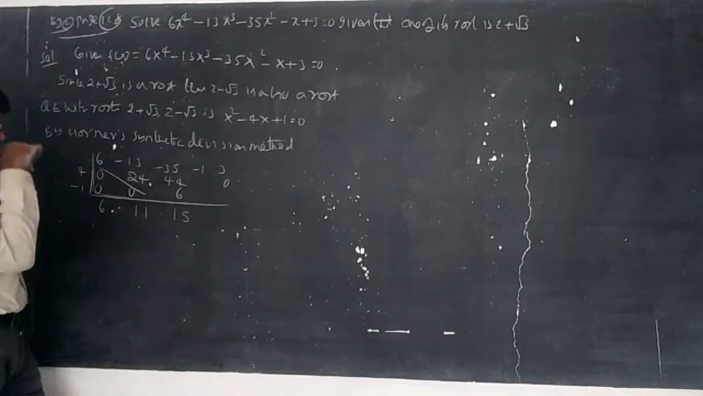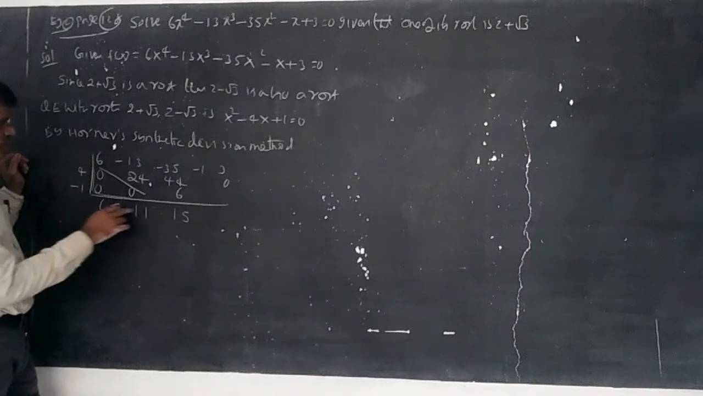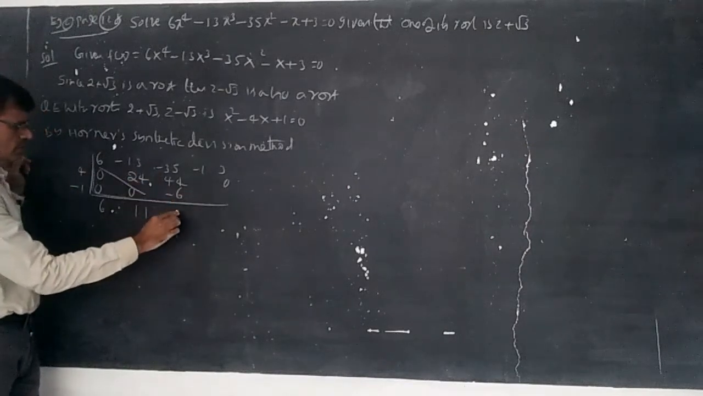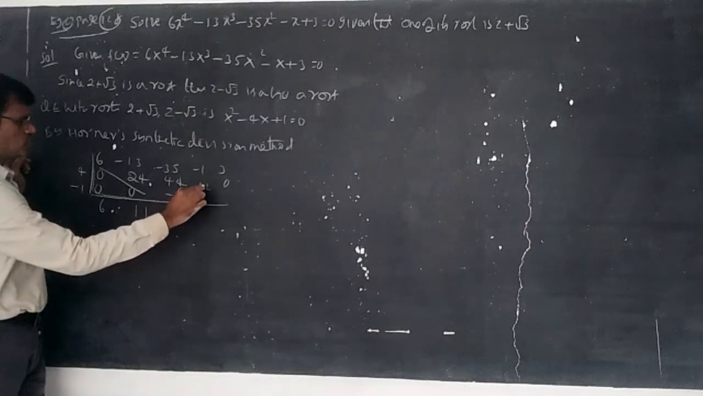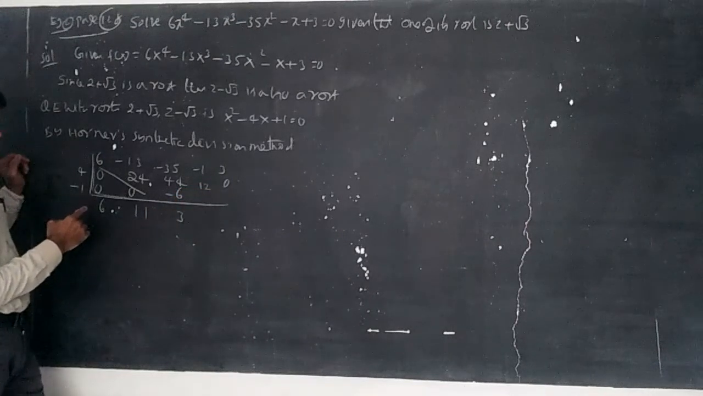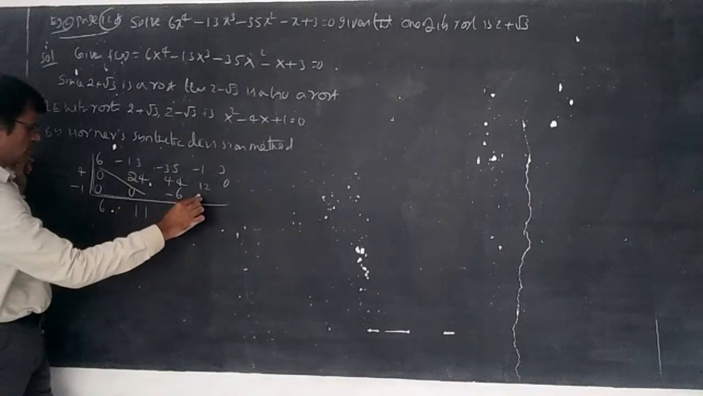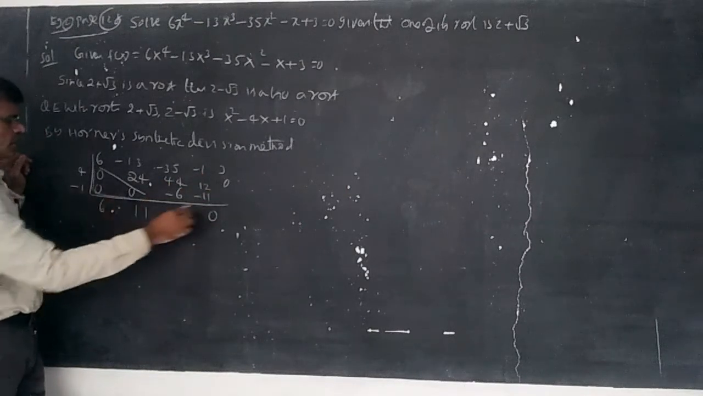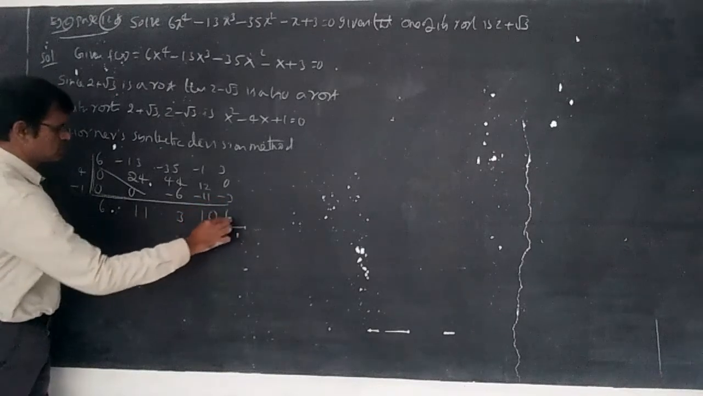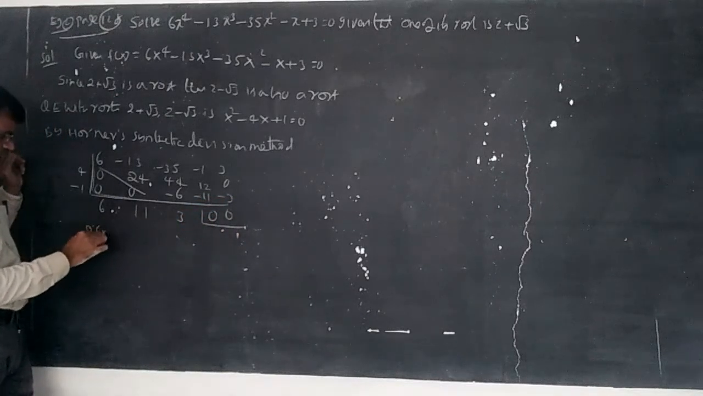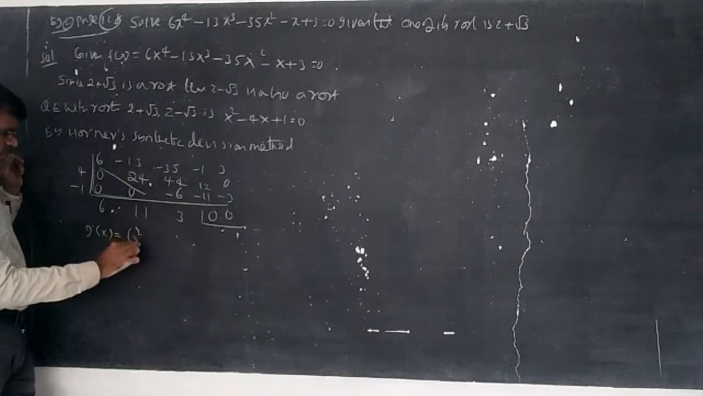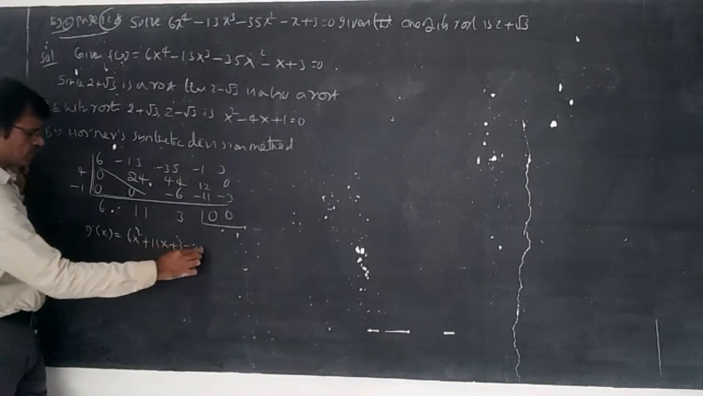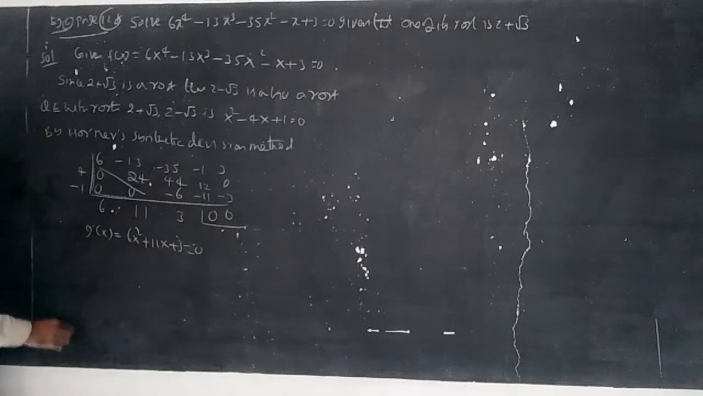This is minus 1. So 6 into minus 1 is minus 6. 44 minus 41 is 3. 3 4s are 12. 11 1s are 11, minus 11. Yes, this is 0. This is 0. 3 into minus 1. This is 0. Now you can write g of x. G of x is equal to 6x square plus 11x plus 3 equal to 0.